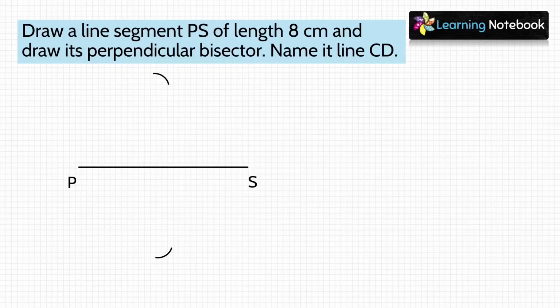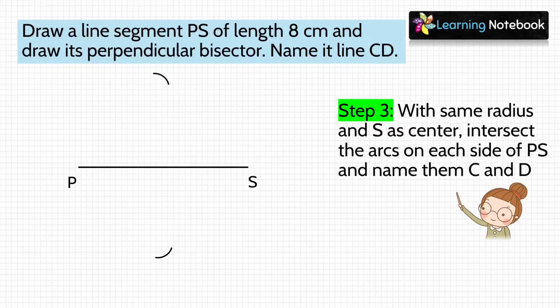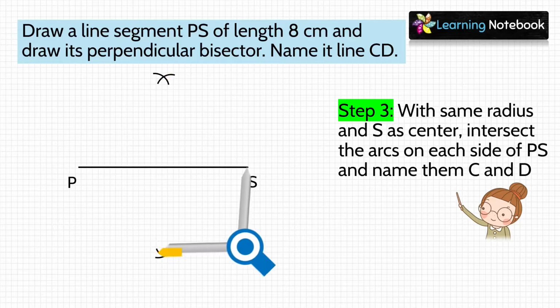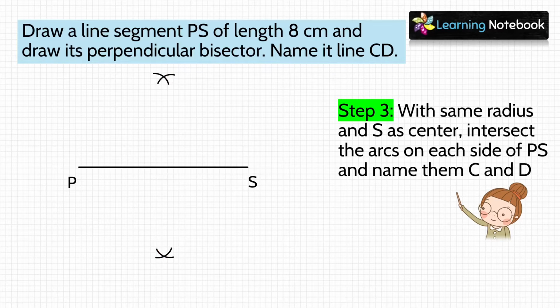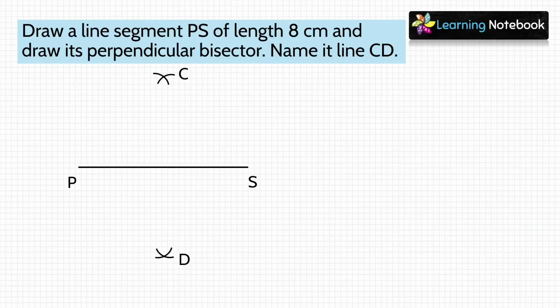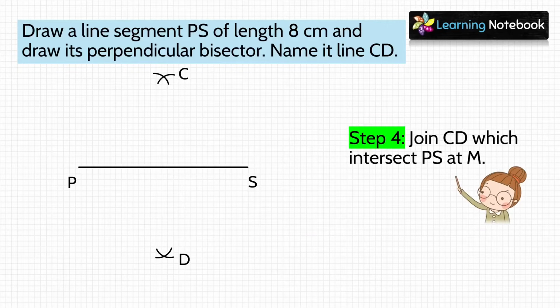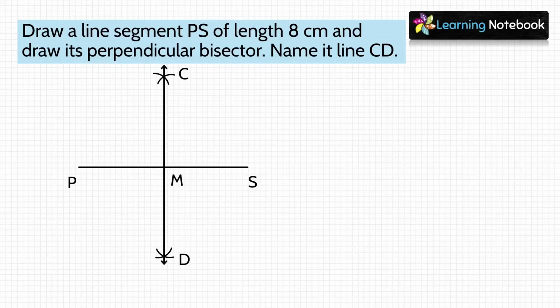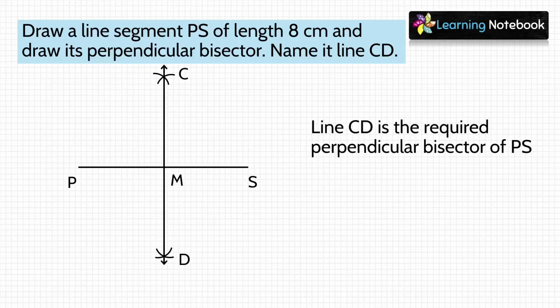In next step, with the same radius and S as center, intersect the previous arcs on each side of PS and then name intersecting points as C and D. Now, in last step, we will join CD which will intersect line segment PS at point M. Line CD is now our required perpendicular bisector of line segment PS.